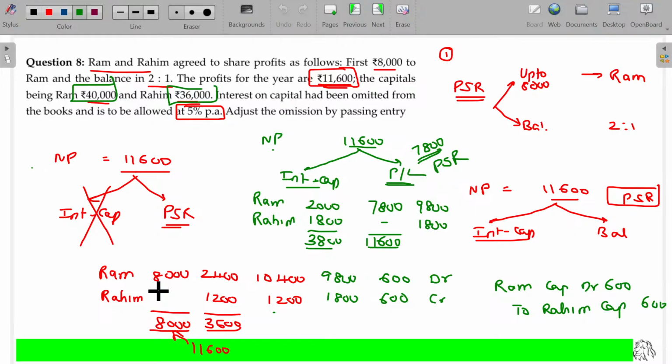So I have covered only 2 things. What are they? P&L appropriation and cost adjustments. Don't say, sir, 8th sum, sir. It's only 2. Then you will say, sir, since the morning you are teaching only 2 illustrations, sir. Okay. Understand the concepts.